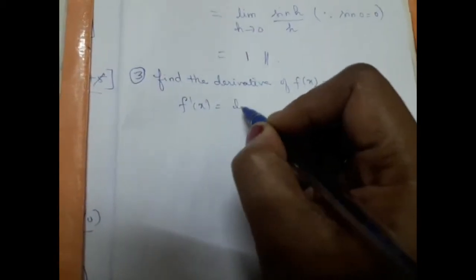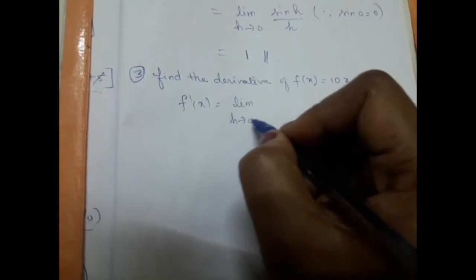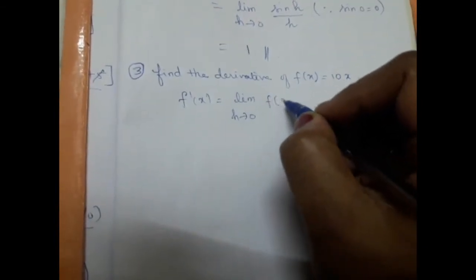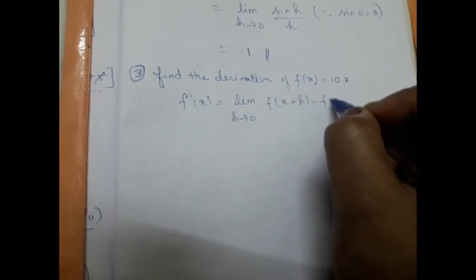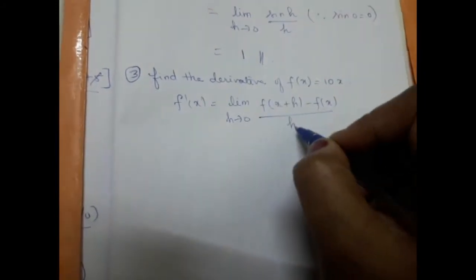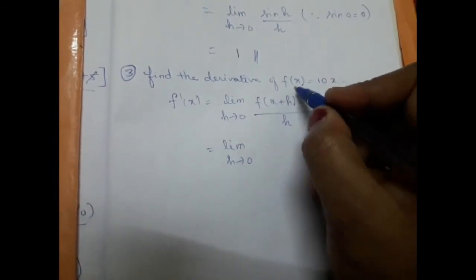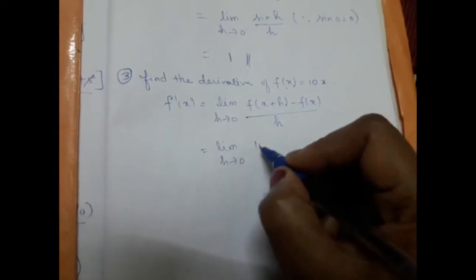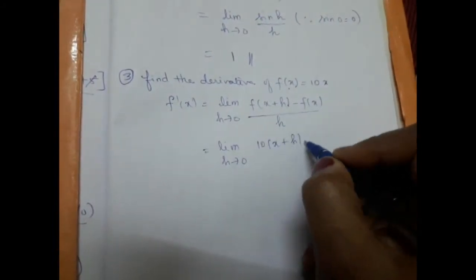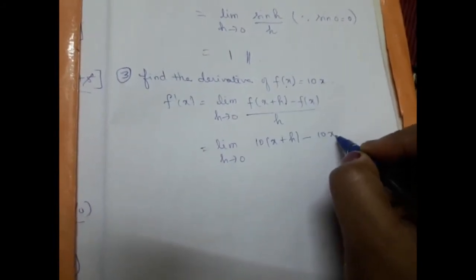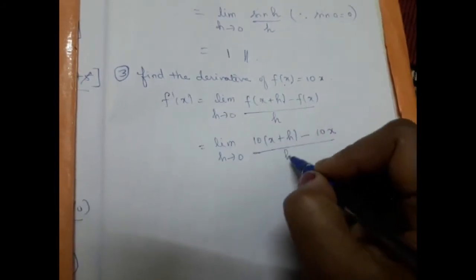So we know what is f dash of x. F dash of x is limit h tends to 0, f of x plus h minus f of x divided by h. So which is equal to limit h tends to 0, f of x plus h. F of x is 10x, so in the place of x we have to put x plus h. So it is going to be 10 into x plus h minus 10x, right, divided by h.